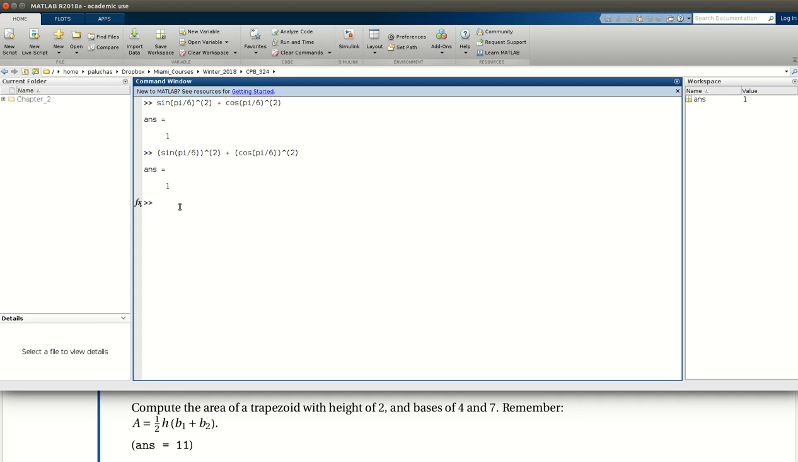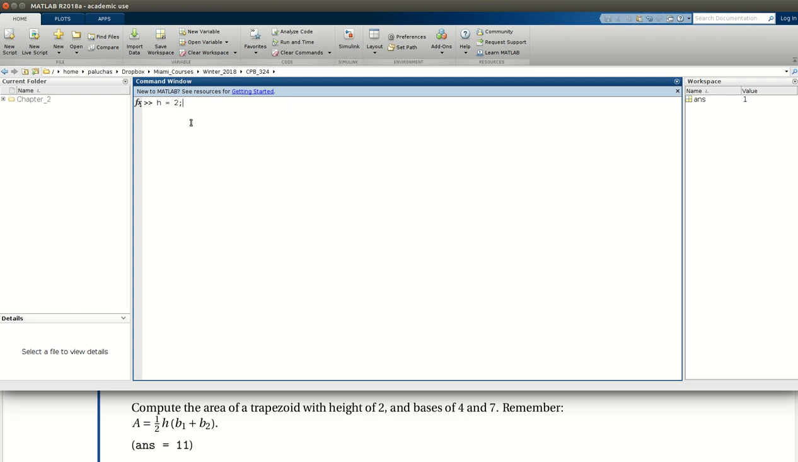Okay, so now I have MATLAB open, and I am going to start by clearing my command window. All I have stored in my workspace is answer, and so I'll just leave it there. And so first thing I'll do in solving this problem is we have a height of 2 and bases of 4 and 7. I'll go ahead and assign those to variables so that when I write my final expression, I can write an expression that looks more like the mathematical equation as written.